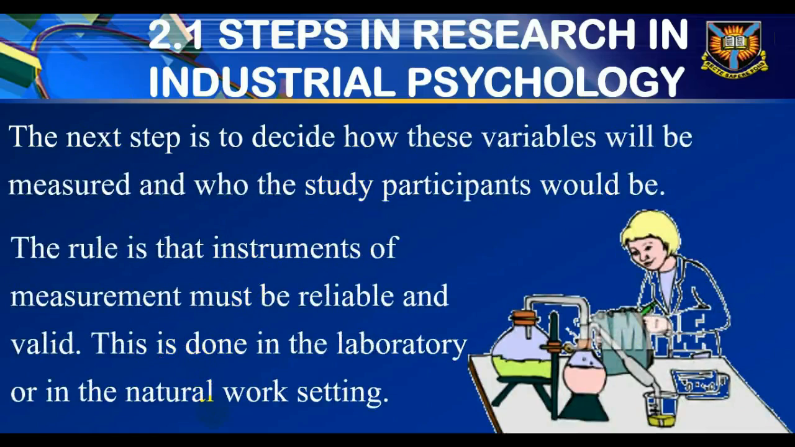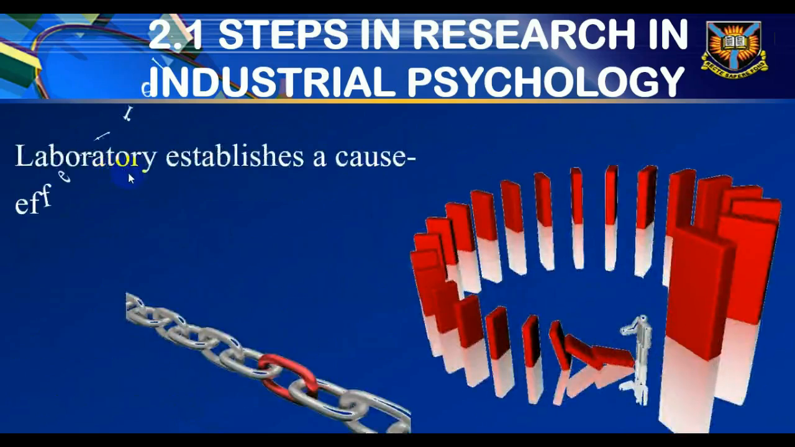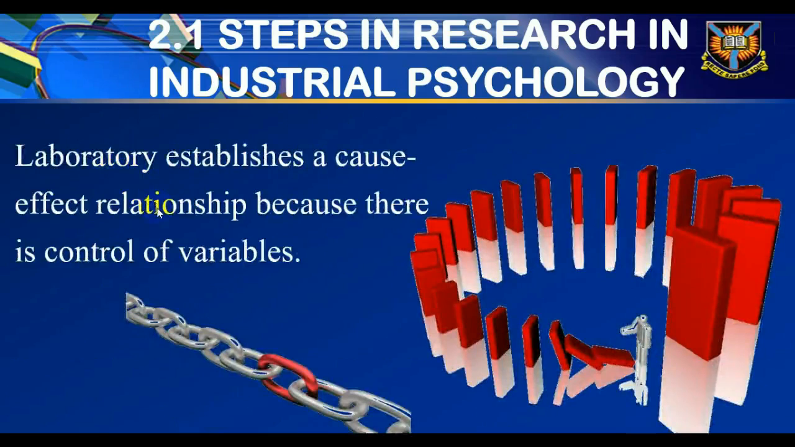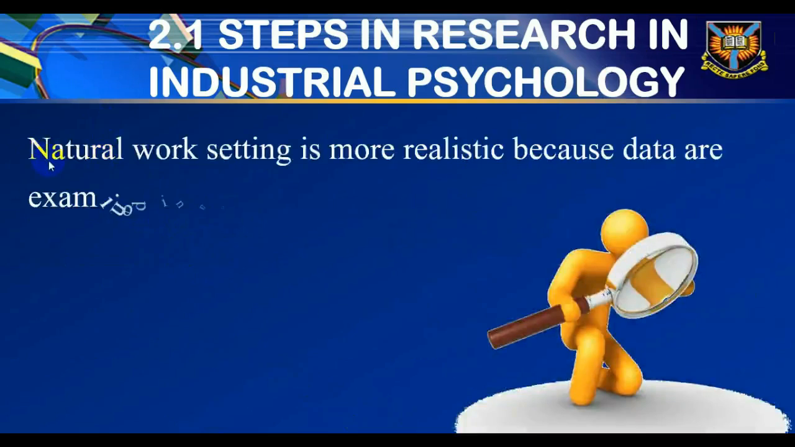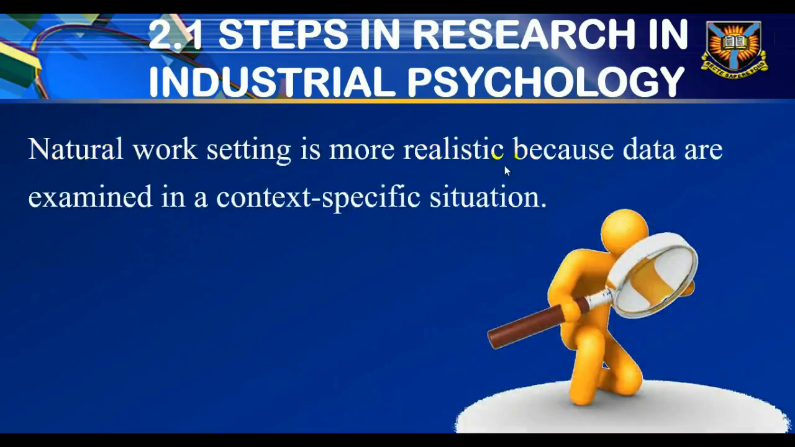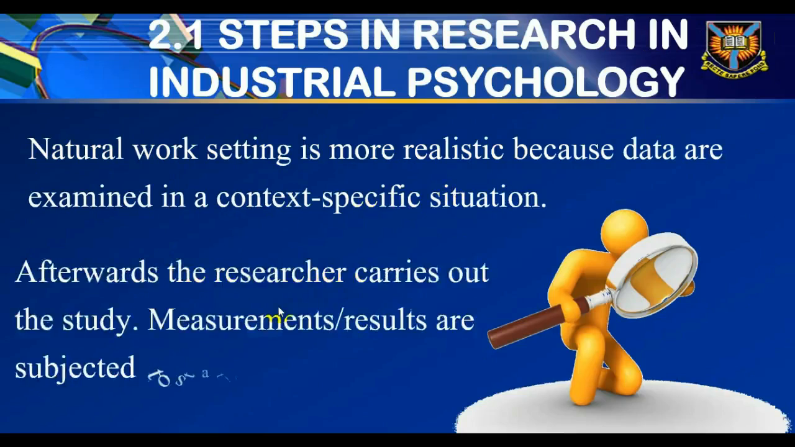Broadly speaking, the problem or phenomenon is either investigated in a laboratory setting or in the natural work setting. The laboratory setting makes it more likely for the industrial psychologist to establish a cause-effect relationship because there is more control of confounding factors. Conversely, an investigation in the natural work setting is more realistic because actual employees are examined in a context-specific situation. Afterwards, the researcher carries out the study.